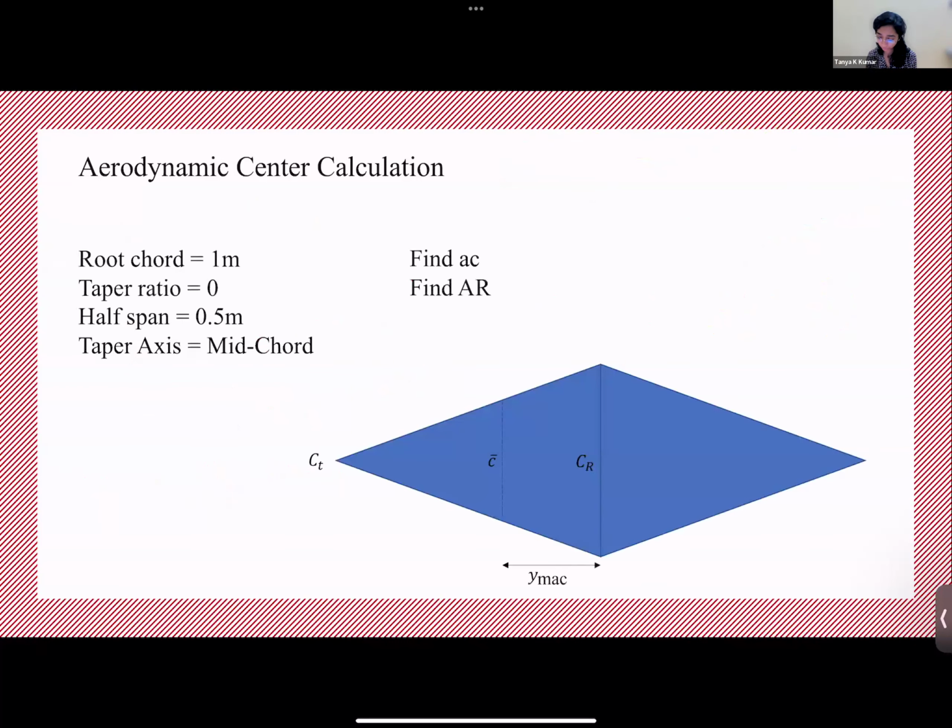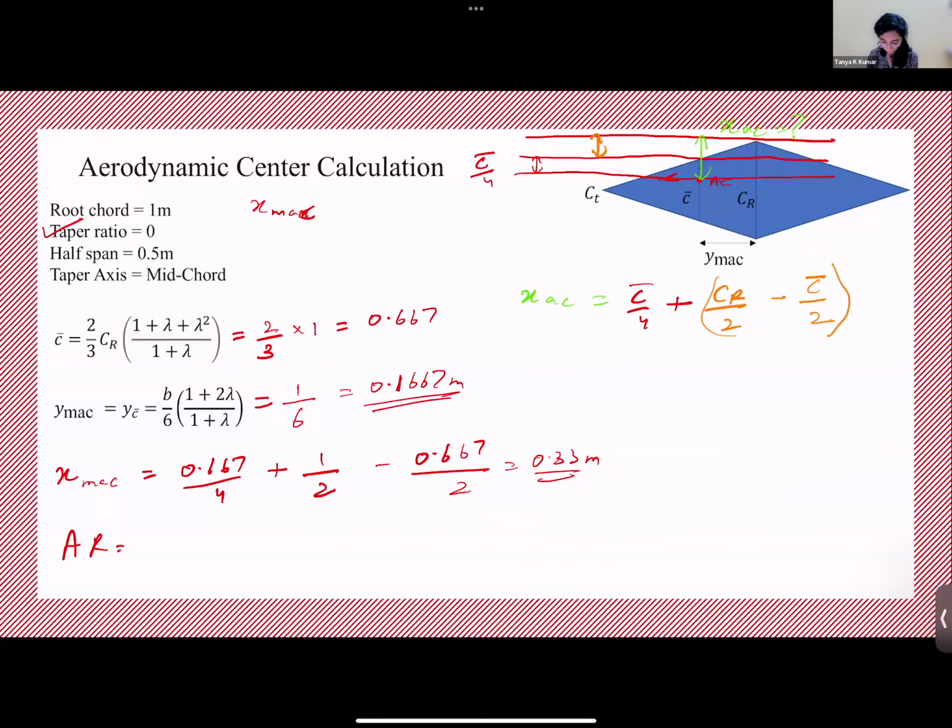Next, what do they ask you to find out? Aspect ratio. What is the aspect ratio? It is B square by S. Span is B, square by S. What is the area of the wing? How do you find out? Just find the area of one triangle and multiply it by 2, right? So 2 into the area of one triangle, this area.